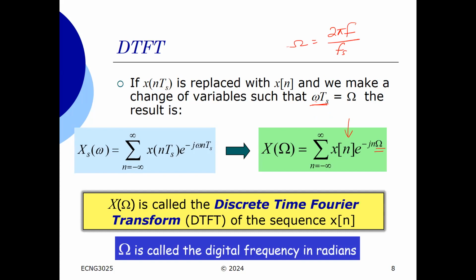So omega is a digital frequency in radians. Because the hertz on top, F, and the Fs below cancel out, it is really a dimensionless quantity, related just to 2 pi.